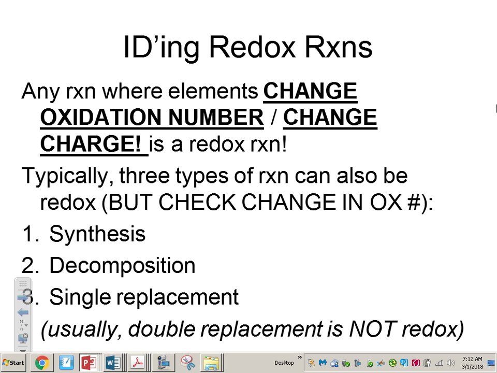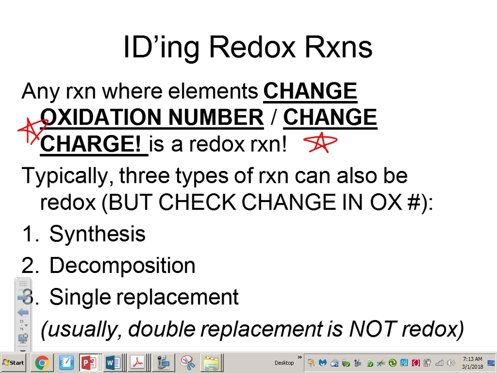So first up, identifying redox reactions. Now remember, a redox reaction is any reaction where there is a change in charge, where oxidation number changes. That automatically makes it a redox reaction. That's the identifying feature. Now, very typically, 3 types of reactions are redox reactions: synthesis, decomposition, and single replacement. But they don't have to be.